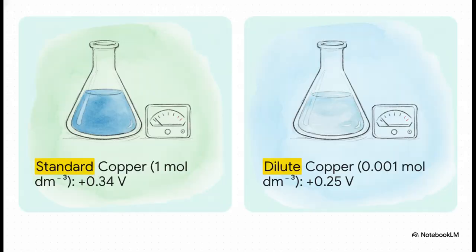Let's tie those abstract rules directly back to our concrete copper example. Standard copper, at a concentration of 1, sits at positive 0.34 volts. But our dilute copper, at a concentration of 0.001, sits at positive 0.25 volts. This perfectly proves rule number 2 for us. A concentration less than 1 made the potential less positive. The math and the core concept align flawlessly.